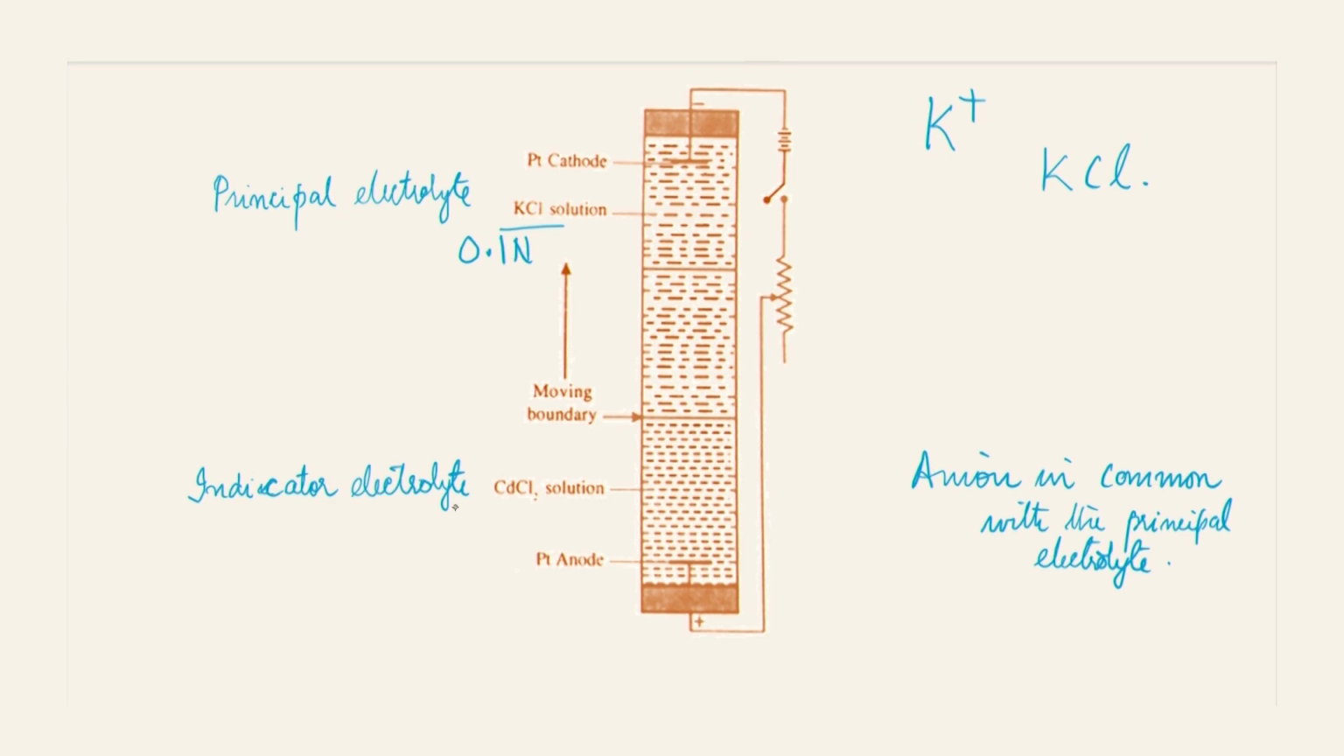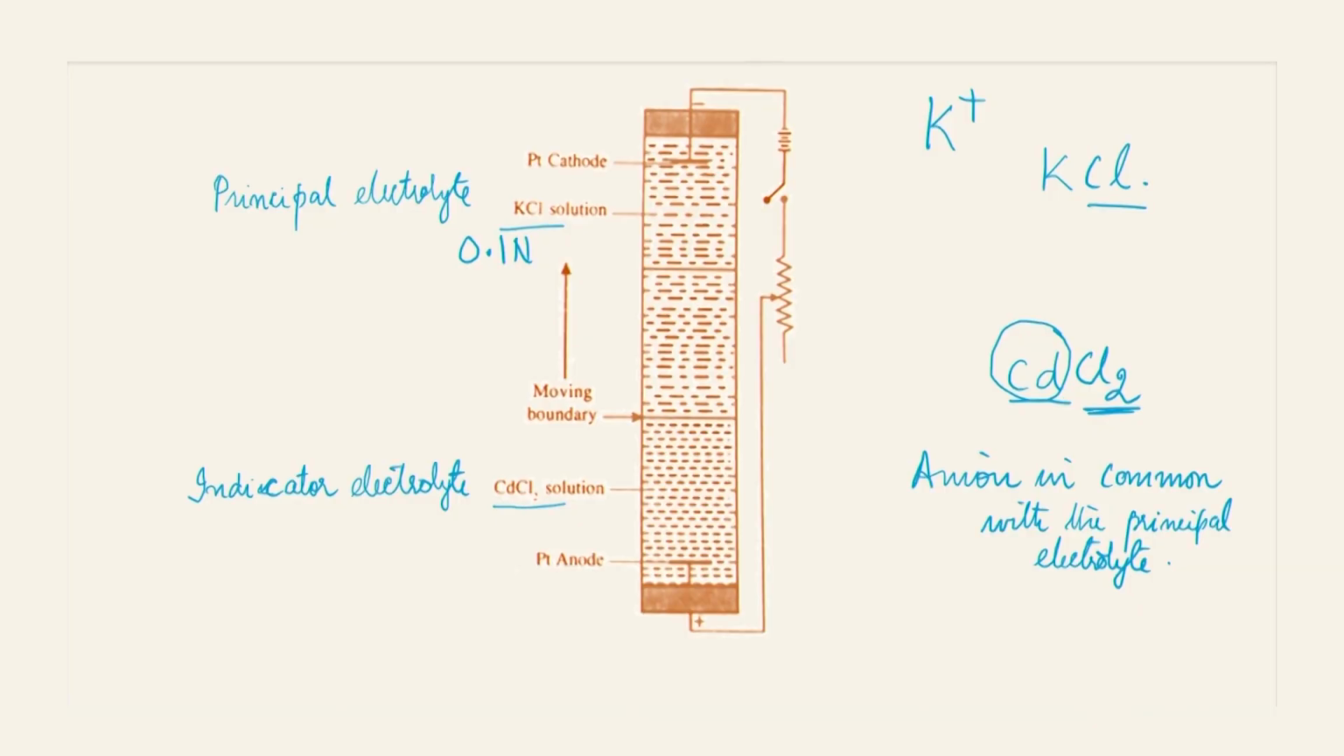So, here they have taken cadmium chloride. The indicator electrolyte is cadmium chloride. So, potassium chloride, cadmium chloride, the anions are common. Now, what should be the condition for the cation? Here you cannot take potassium, this is an indicator electrolyte, we have taken cadmium.